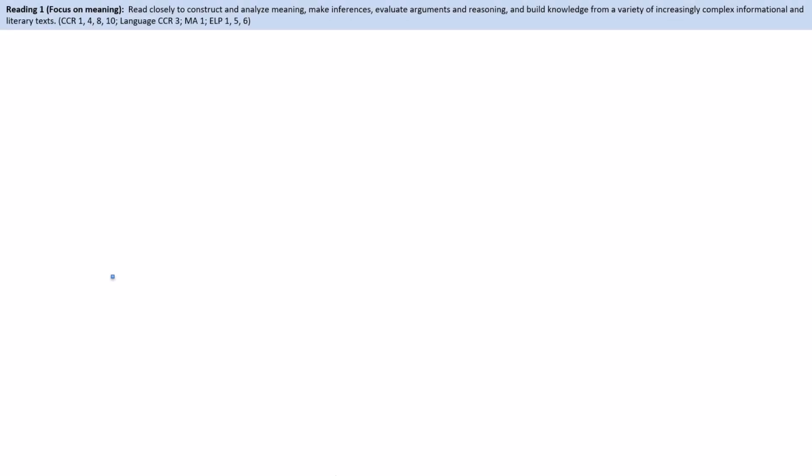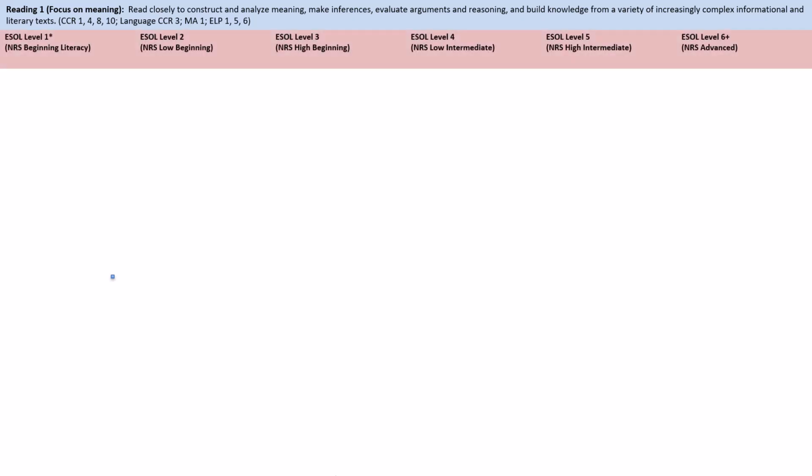We've color-coded this image to assist in identifying each of the elements as I talk about them. First, we see the blue row at the top, Reading Standard 1, which may be becoming familiar to you at this point. The letters and numbers in the parentheses after the standard indicate the source documents for the standard. In the pink row, you'll see that each standard is divided into the 6 NRS levels, from beginning literacy level 1 to advanced level 6. Note that the levels are not SPLs, as in the Massachusetts Curriculum Framework.